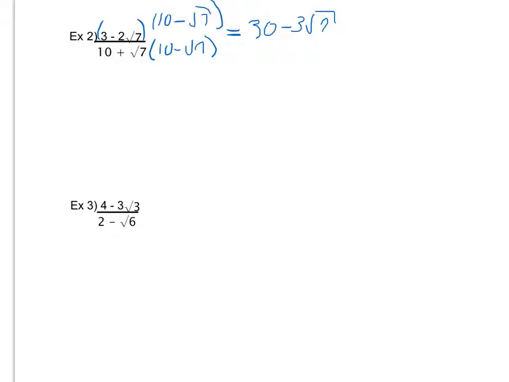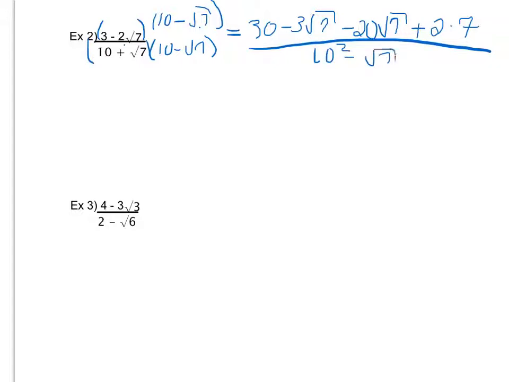Also distributing the next one, minus 2 square root of 7 times 10 is minus 20 square root of 7. Minus 2 square root of 7 times minus square root of 7 is plus 2 times the square root of 7 times the square root of 7, which is just 7, times 7. All over. On the bottom I can FOIL, or I can use my formula. I get 10 squared minus the square root of 7 squared.